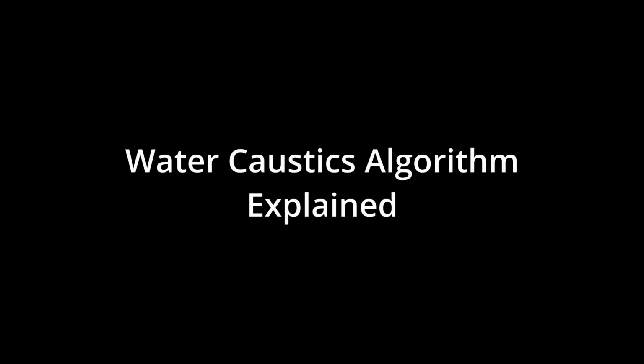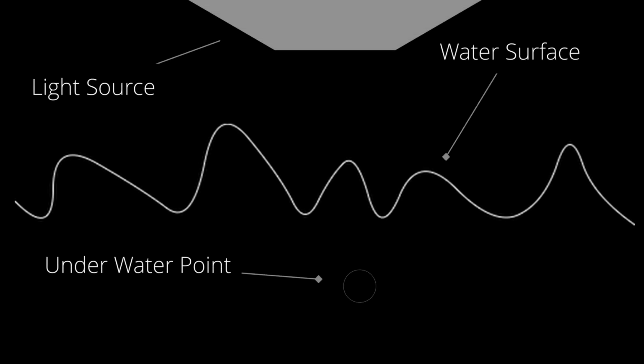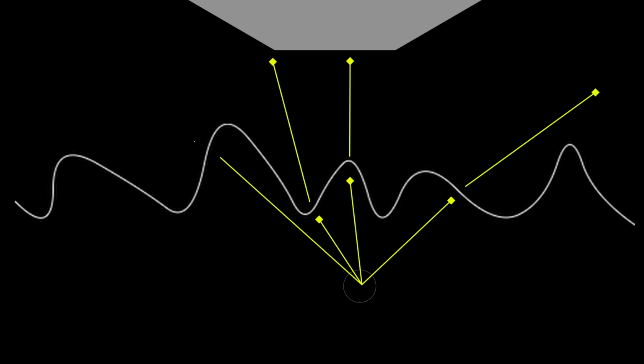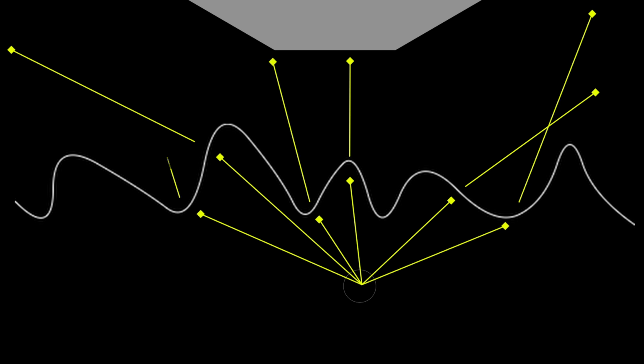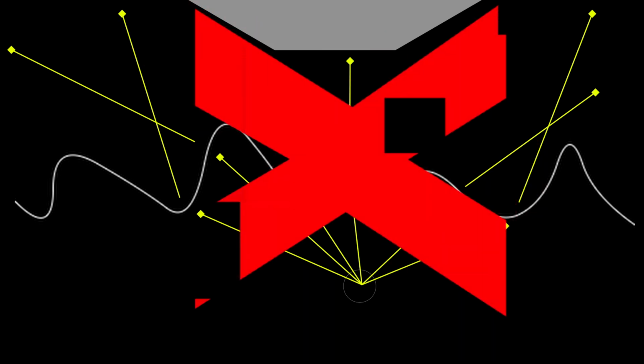Now let's understand the algorithm behind implementing it. Starting from any point underwater, we can shoot an infinite number of rays toward the surrounding area. Rays that hit the water surface, of course, change their direction, and after that, if they hit a bright spot, it will bring illumination, it will lighten up the undersea point. But the catch is, computing that is impossible, so what can we do?